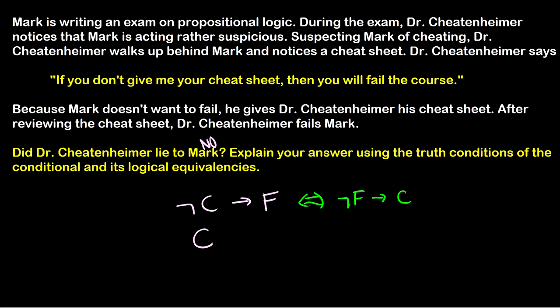In fact, the inverse would state not C arrow not F, which would become C arrow F. So the inverse states that, well, if I gave him his cheat sheet, then I wouldn't fail. But the inverse is not logically equivalent to the conditional. So in fact, it doesn't matter whether he gave him the cheat sheet or not, he was probably still going to fail. So, of course, Mark isn't a very good logic student, so he didn't think of that at the time.